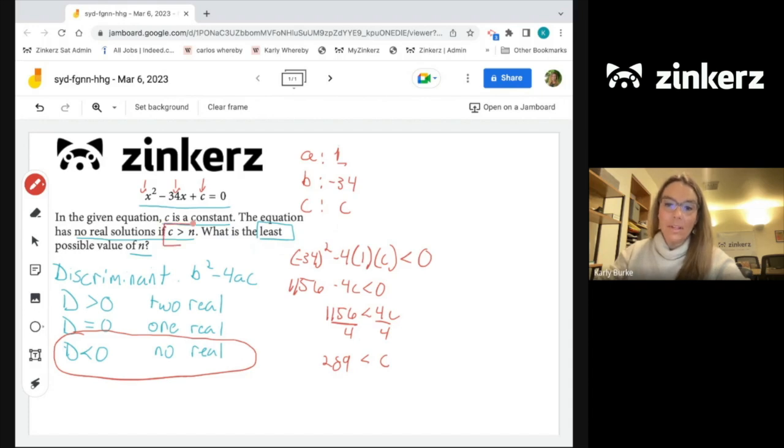So now we're just going to take a look up here. It says c is greater than n. Well, that would mean that n has to equal 289.